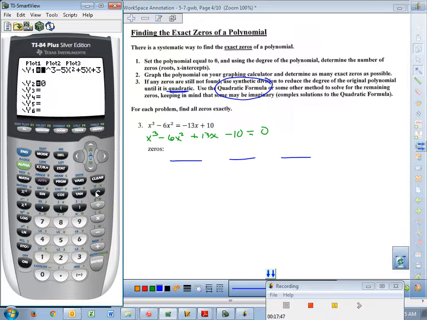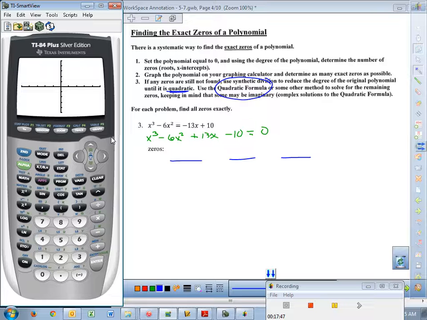X to the third minus 6x squared plus 13x minus 10. See what it looks like on that 5s all around. There are supposed to be 3 zeros. Right? How many do you see? 1. Smells like the other 2 are imaginary, but we don't know that for sure. There could be multiplicity also. We find out by doing synthetic division.